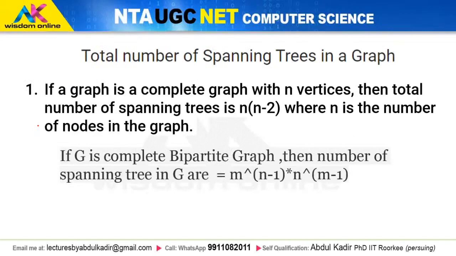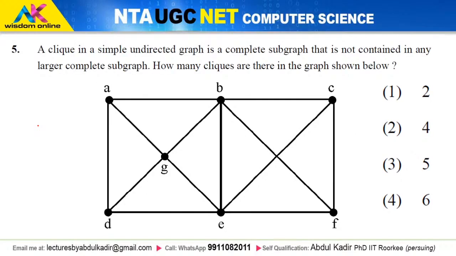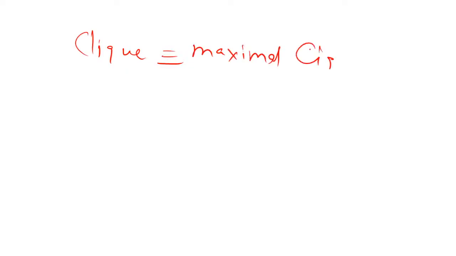Okay, so let's see this question. Remember, in this question he has changed the definition of clique. Basically he is saying that a clique is a complete subgraph that is not contained in any larger complete subgraph. What he is saying is that by clique he means maximal clique.